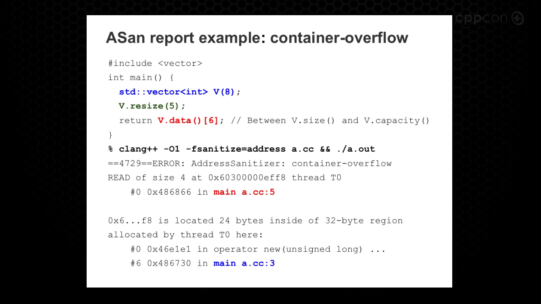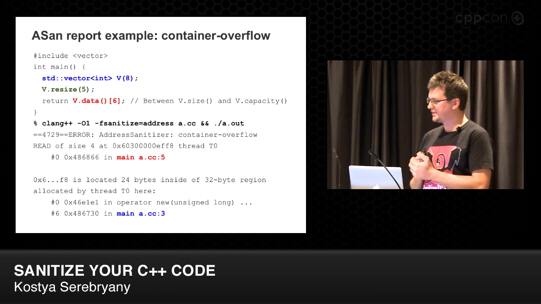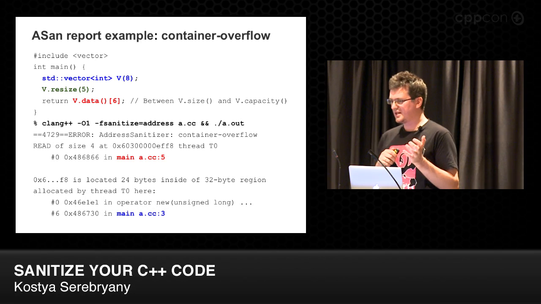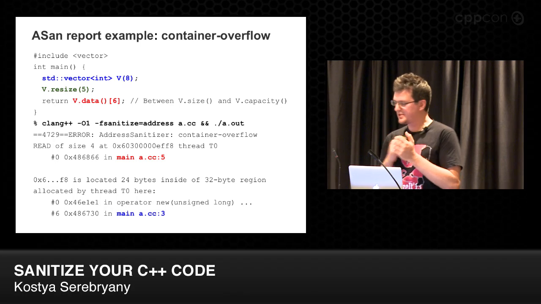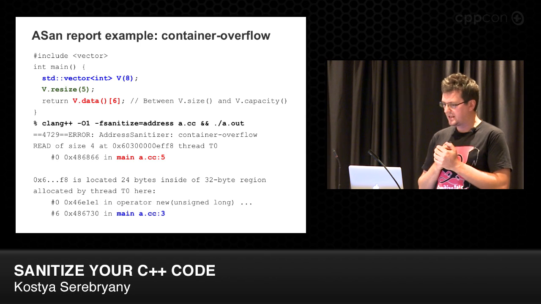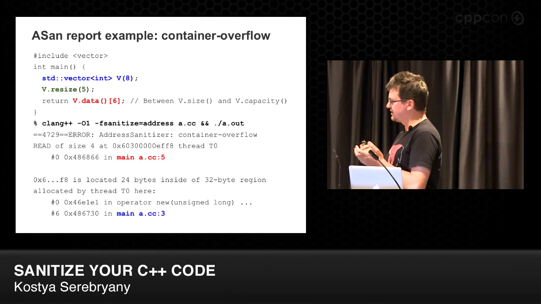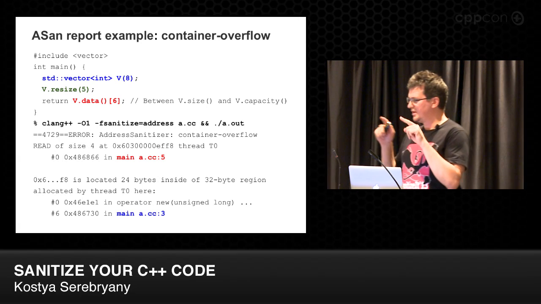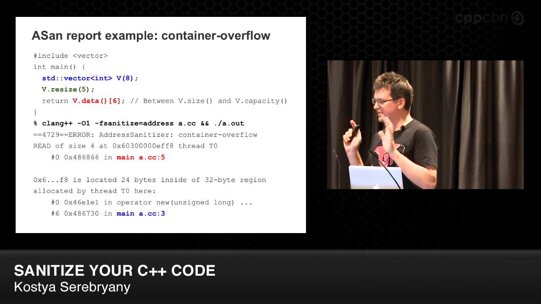Let's go to something more unusual, maybe. So consider you have a vector. You allocate a vector of 8 elements, but then shrink it somehow. Either you resize or you pop back, so it becomes a little bit smaller. And then you access an element between size and capacity. So if you do it using operator brackets, everything is fine.